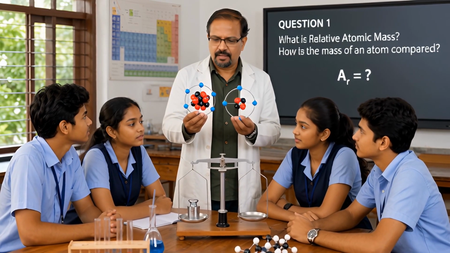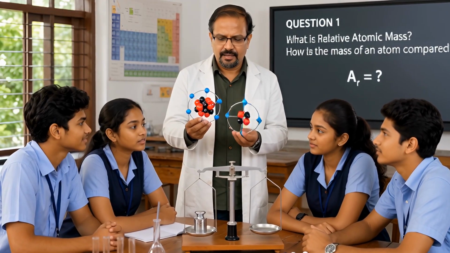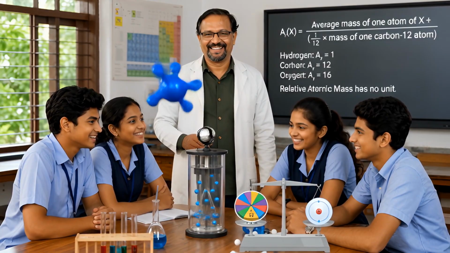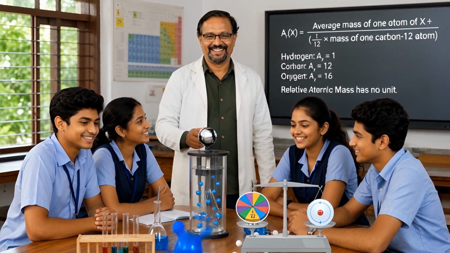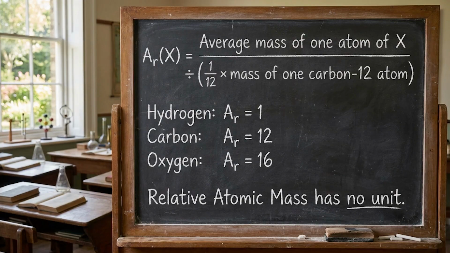What is relative atomic mass? How is the mass of an atom compared with 1/12 of the mass of a carbon-12 atom? We compare the average mass of one atom of an element. The number obtained in this way is called relative atomic mass. It has no specific unit. Let us remember this fact. Hydrogen is 1, carbon is 12, oxygen is 16.